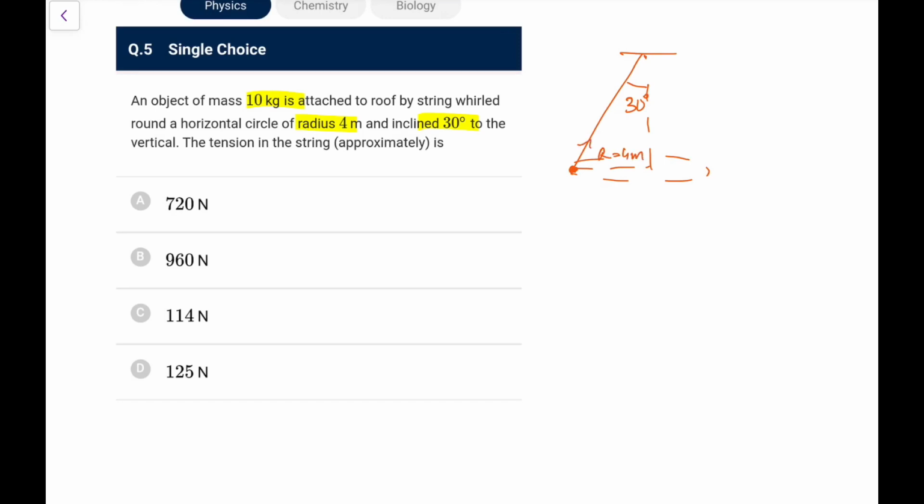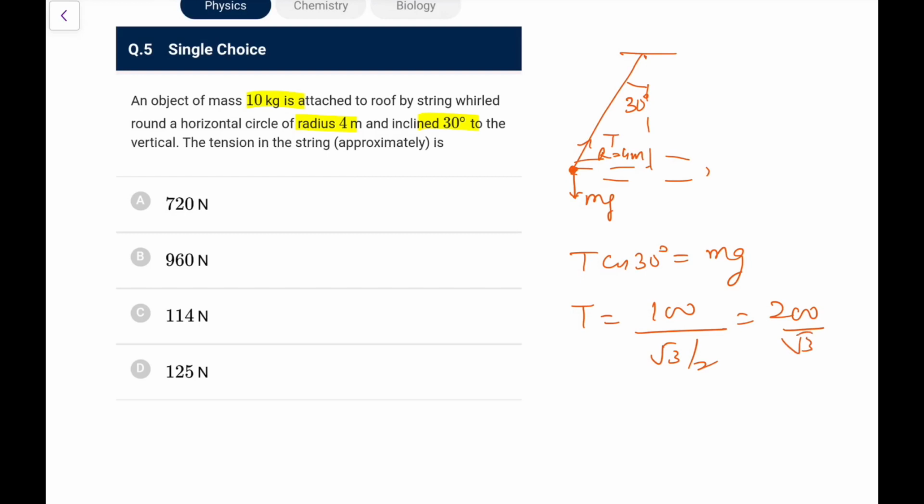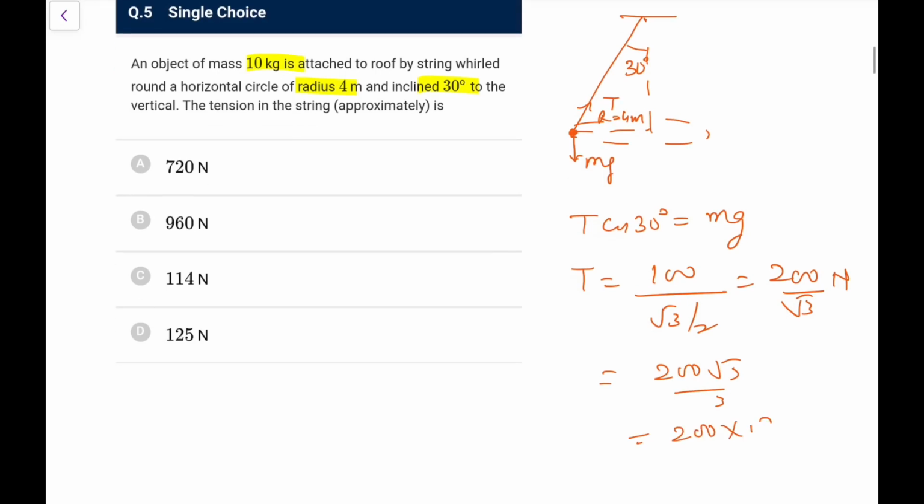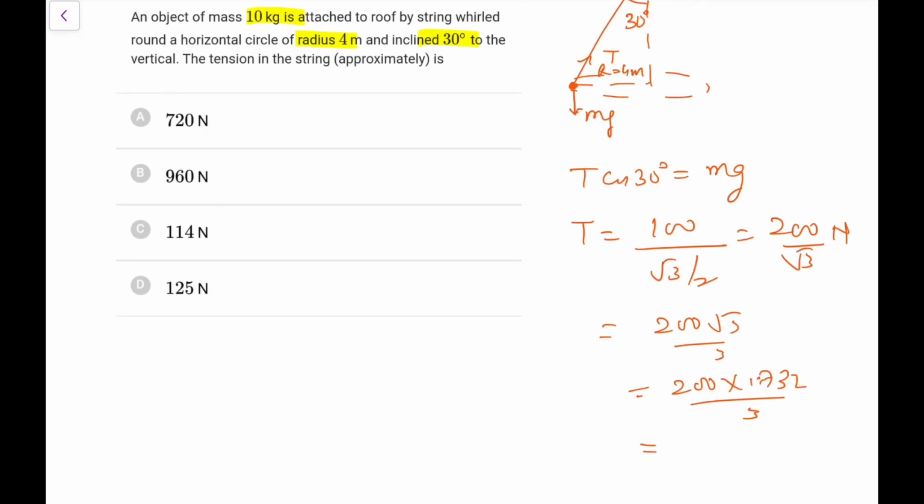So what we have, tension, so this is T, this is mg. I can directly make it out, T cos 30 degrees is equal to mg. So T would be mg, which is 100, over cos 30, which is root 3 by 2, so 200 by root 3 Newton. You can write it as 200 root 3 by 3, so that is 200 into 1.732 by 3, so it comes out as 346.4 by 3, so it would be closer to 114, not 125. So I can go for 114 Newton. That would be the closest one in this case.